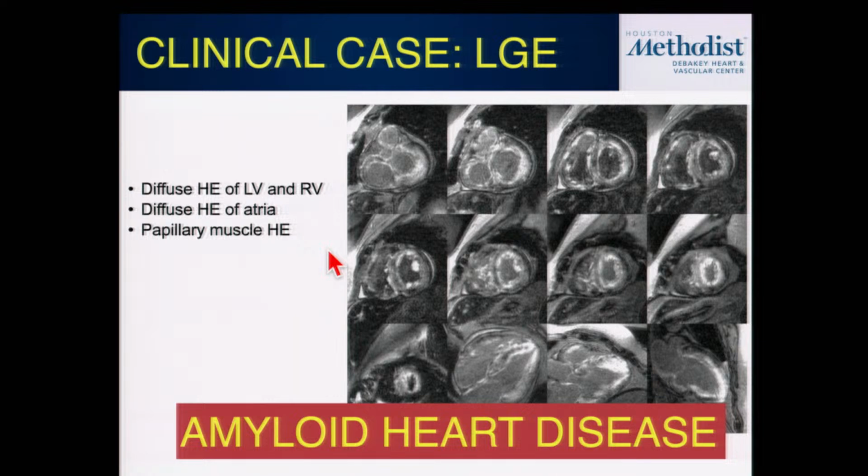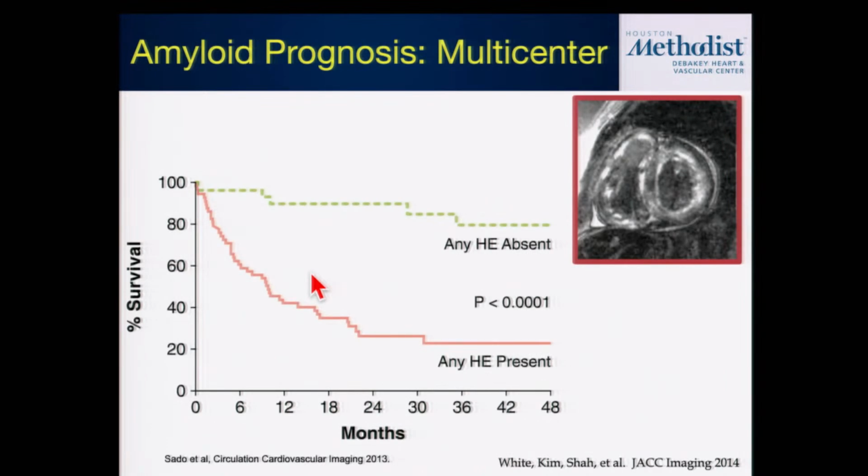So again, it's not just the morphologic abnormalities that you can see by cine or by echocardiography, but really the tissue characterization abnormalities that I think really help stratify patients with amyloidosis. In this multi-center series, they looked at a group of patients that had known extracardiac amyloidosis. If there was any hyperenhancement present, the prognosis in these patients was much worse compared to those patients with extracardiac amyloidosis but no evidence of hyperenhancement.